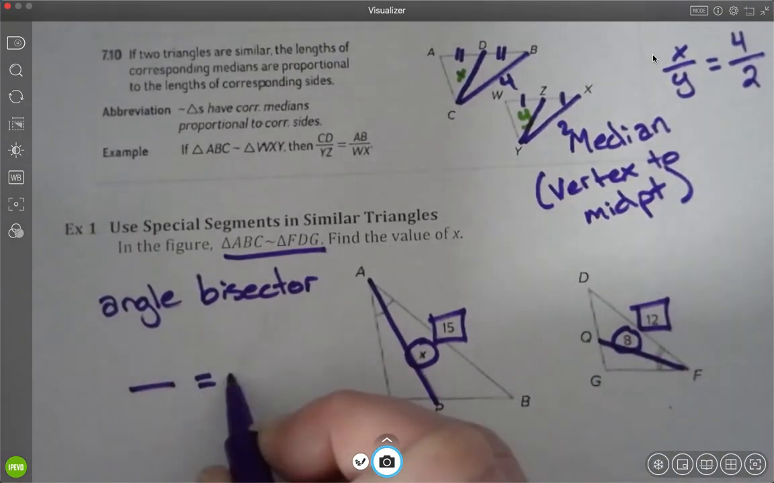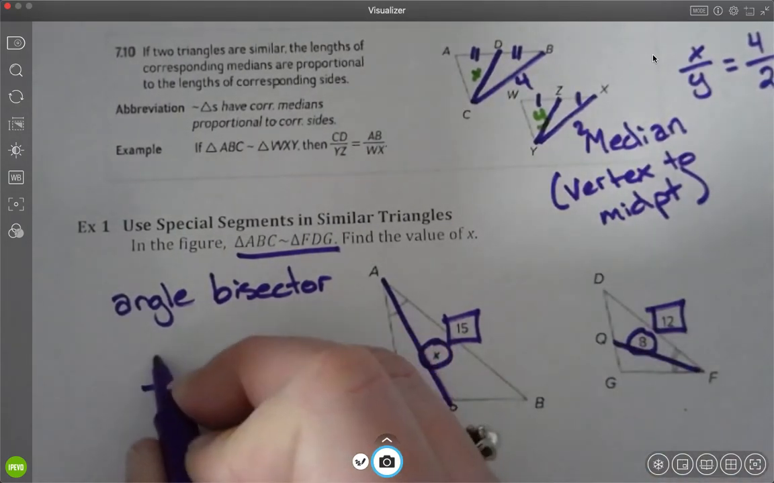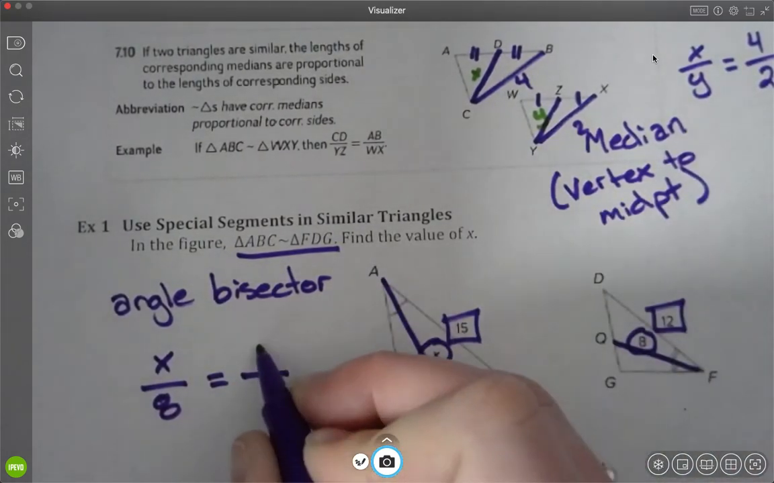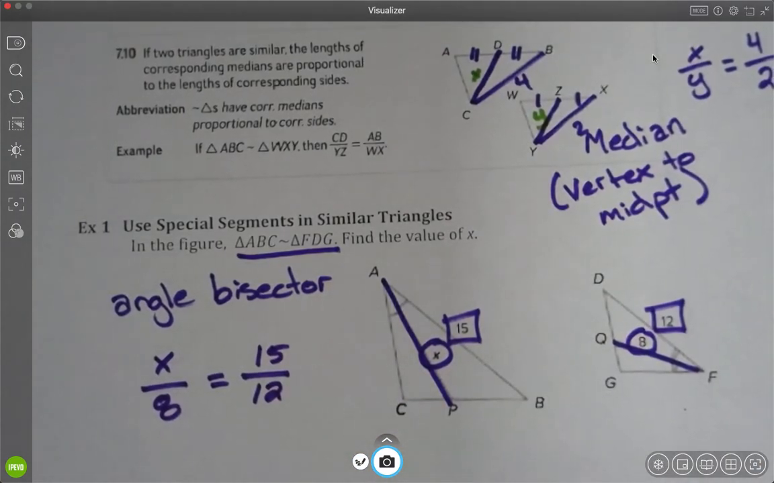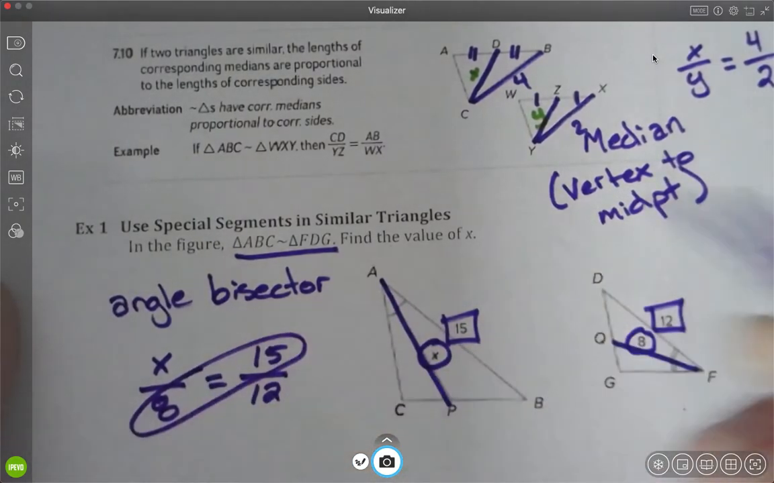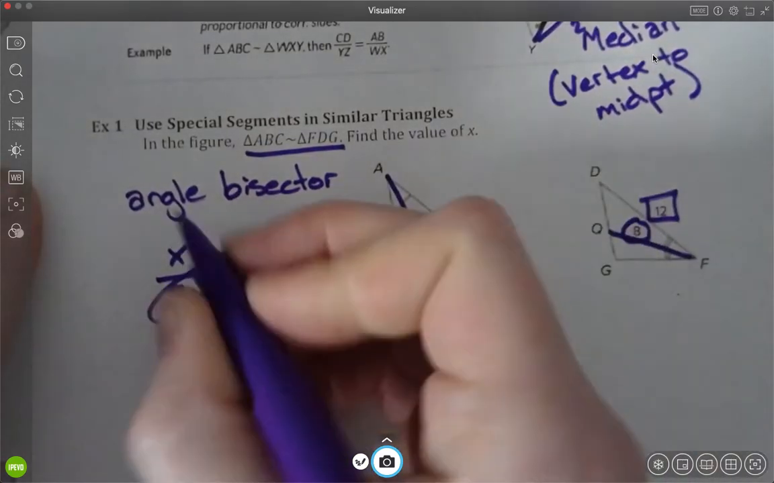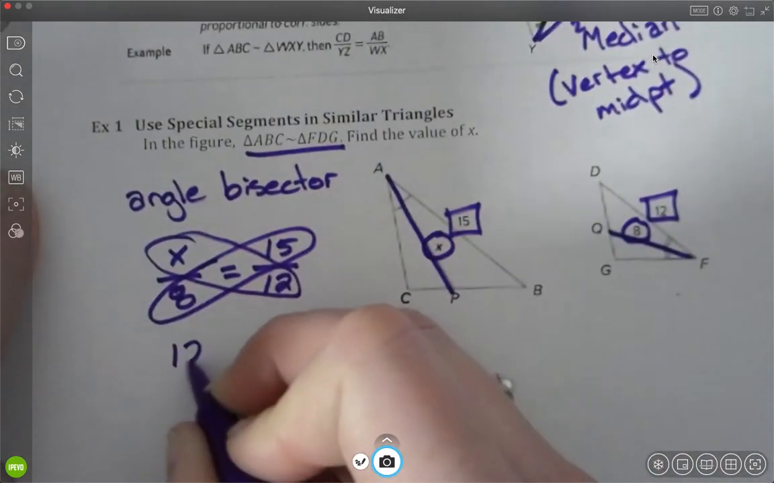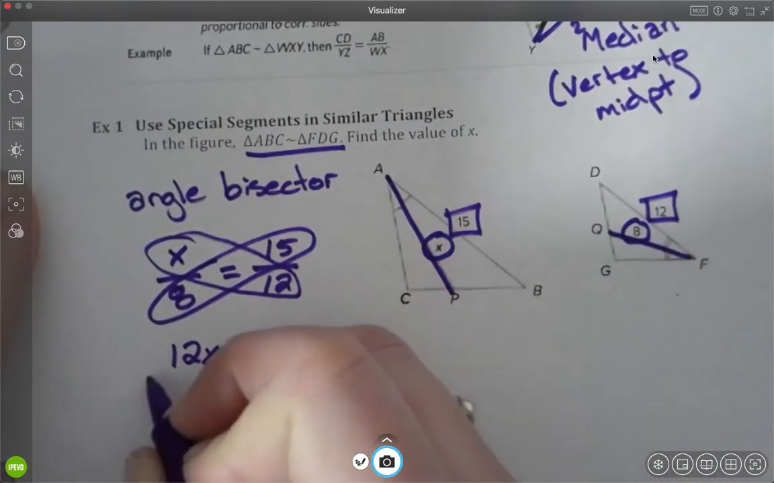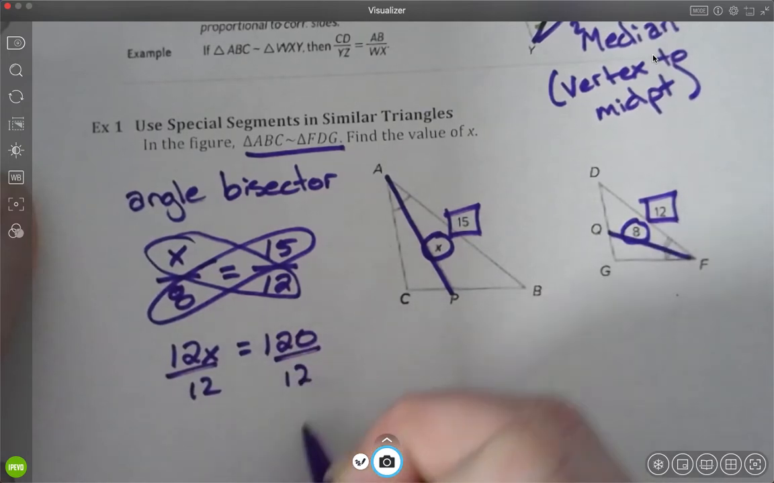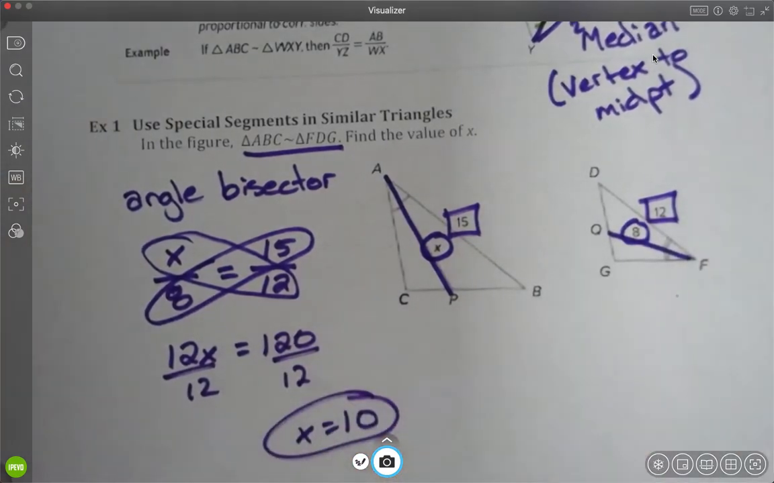Let's set up a proportion. X over 8 equals 15 over 12. Now, you will get the answer wrong if you go X over 8 equals 12 over 15, right? We went left to right by doing X over 8. You've got to go left to right the other way. I feel like I'm doing it wrong every time, but apparently I'm not. 12X equals, is it 120? Yeah, you're right. Divide by 12. X is 10. There you go.